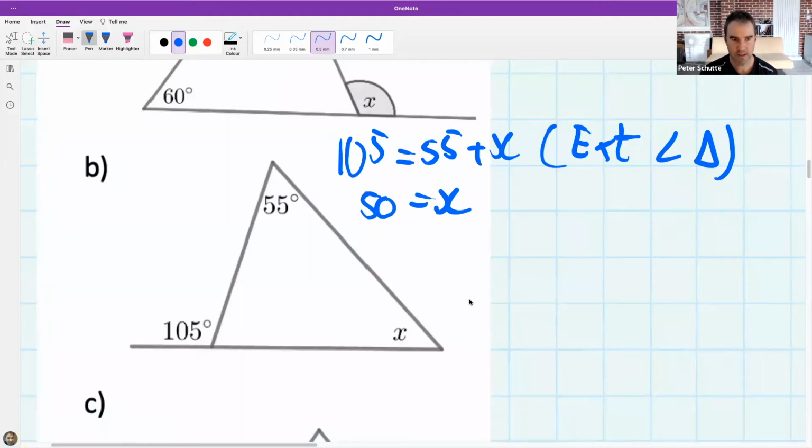So spot on. The other way of doing it was just to work out that angles on a straight line are 180. So that would be 75. And then once you know that's 75 and that's 55, you would also get that that's 50. Okay, so that is called the exterior angle of a triangle. And we definitely need to bring that. In this section, I'm going to talk about what's called the toolbox. And these are things that you need to have in your toolbox.